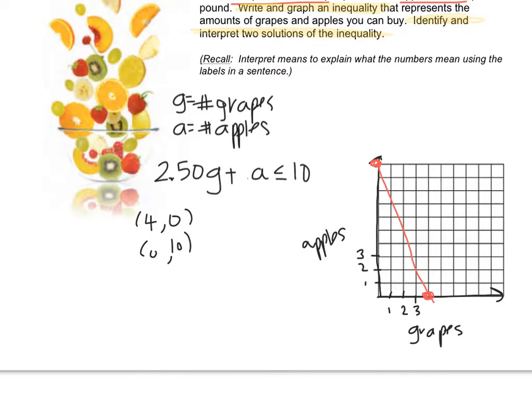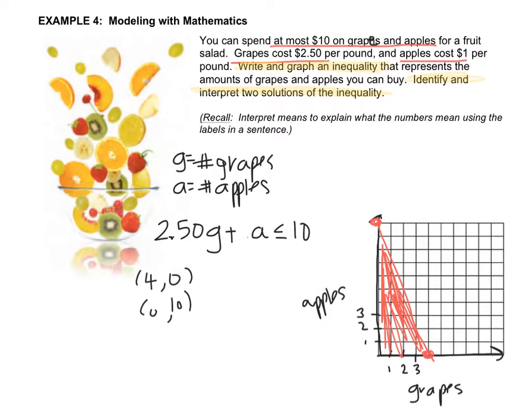Now I need to decide if it's going to be underneath the line or above the line. You might be able to figure out at most would mean it's below the line, but you can plug in a test point, (0, 0). (0, 0) will work. I'll just kind of shortcut to that. So we're going to color in right here, (0, 0), and all the numbers above it, but up to the boundary line. Now what we need to do is we need to interpret and identify two solutions.